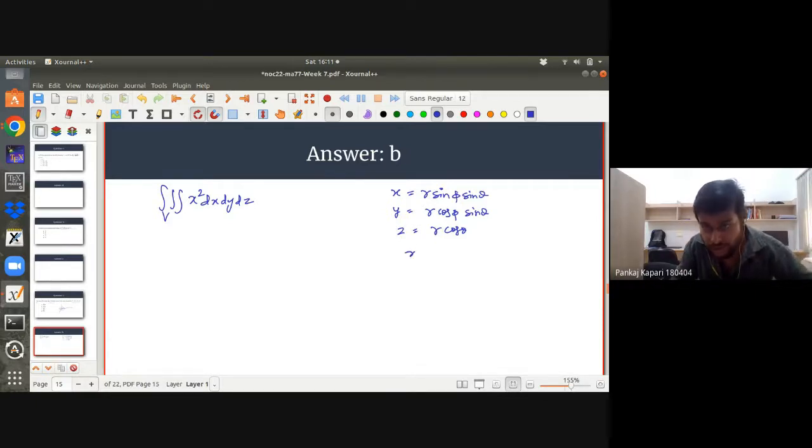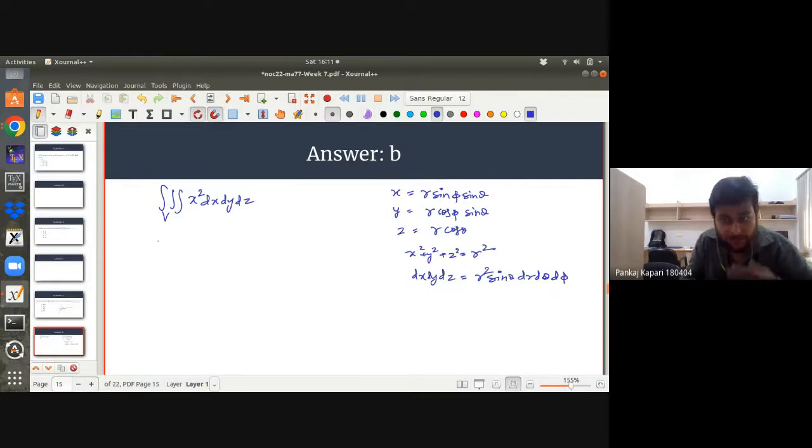Okay, so that means x square plus y square plus z square is r square, and instead of dx dy dz we can write r square sin theta dr d theta d phi. So first note that if we are integrating this triple integral over the volume of the sphere, a sphere of radius 3, then r varies from 0 to 3.